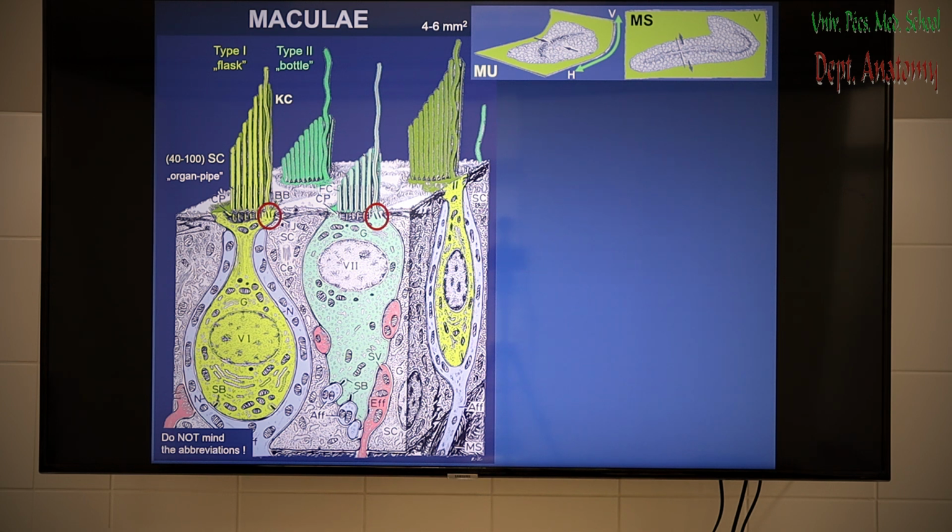Going into details of the morphology of the hair cells, the receptor cells themselves, in general you can distinguish two of them.